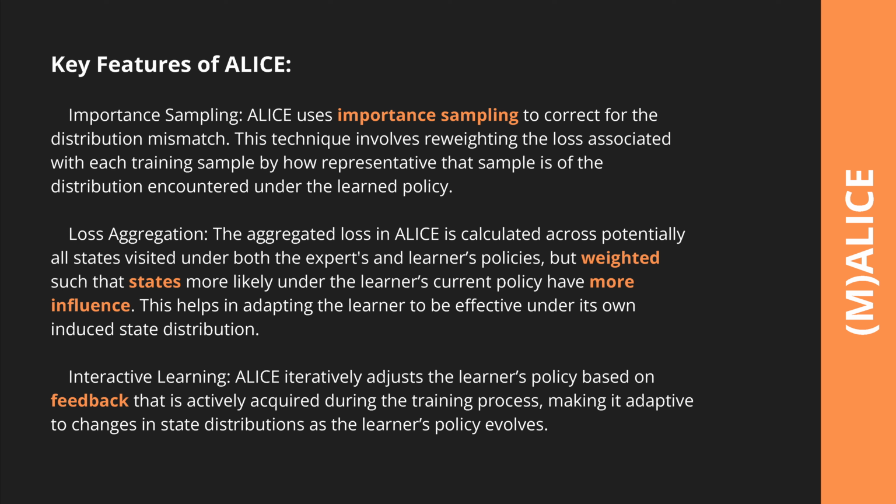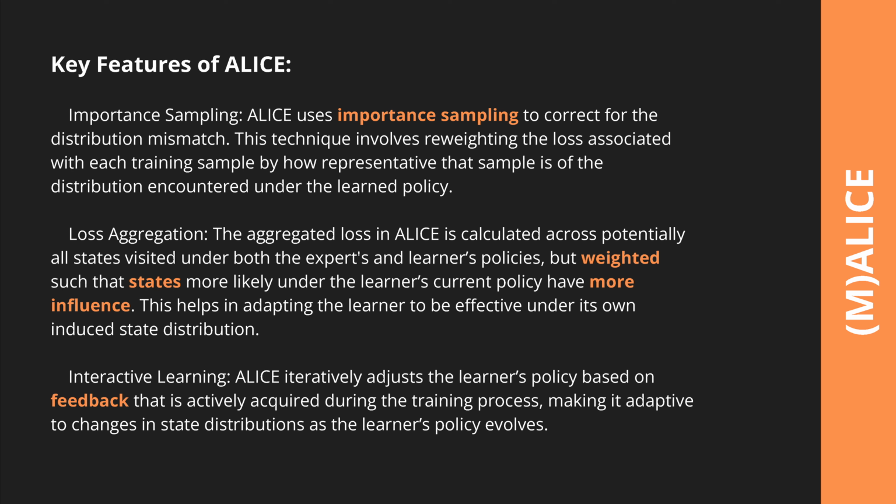This technique involves re-weighting the loss associated with each training sample by how representative that particular sample is of the distribution encountered under the learned policy. And the aggregated loss in Alice is, as you know now, calculated across potentially all states visited under both the expert policy and the learner's policy, but weighted such that the states that are more likely under the learner's current policy have more influence. So this helps simply in adapting the learner to be efficient under its own induced state distribution.